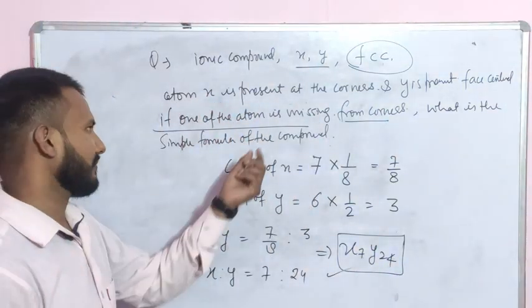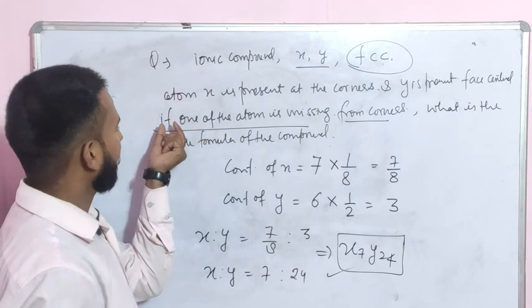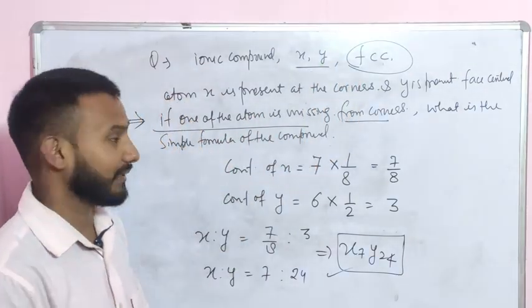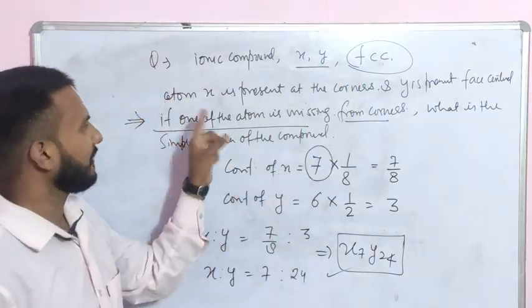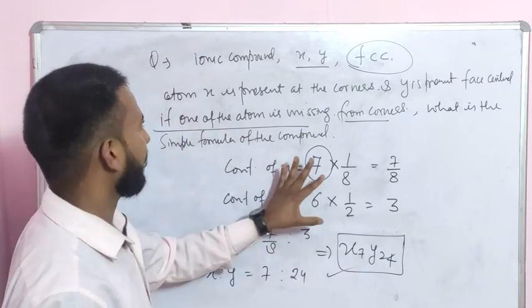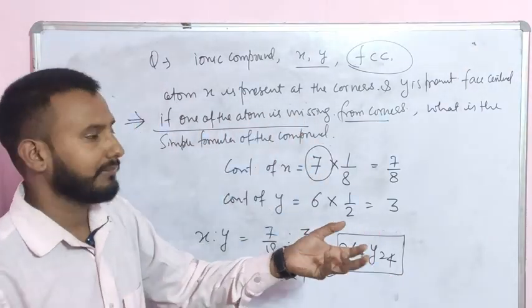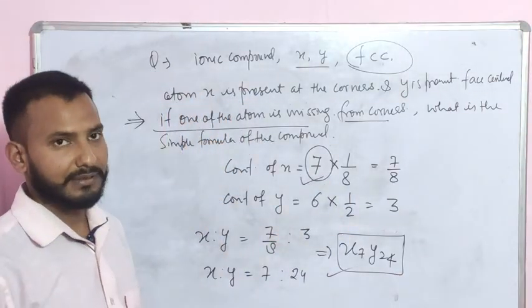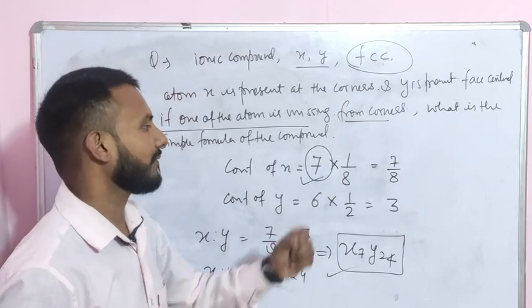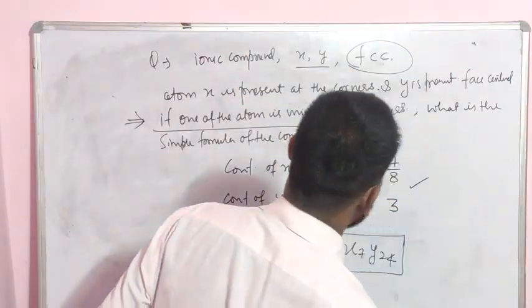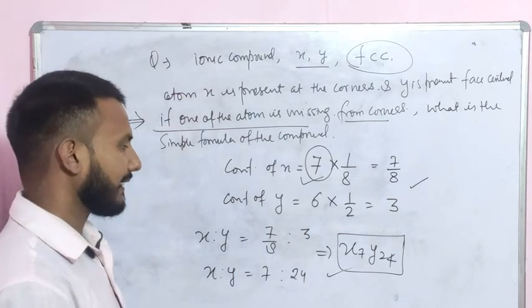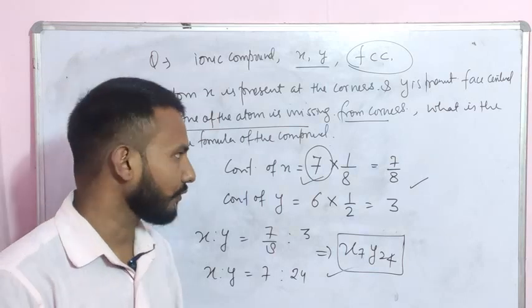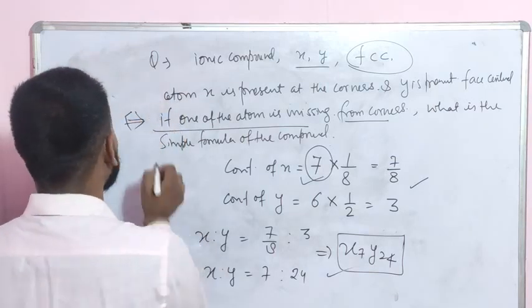In any question, there are some points which you have to mention. If one of the atoms is missing from the corners, there are usually 8 corners, but according to the question there are only 7, because one atom is missing. If the atom is missing, there will be no contribution. So the atoms are present at 7 corners, contribution 1 by 8, which comes out to be 7 by 8. So the simplest formula is X7Y24. In this way there are different questions in your NCERT textbook, so you have to practice these problems.